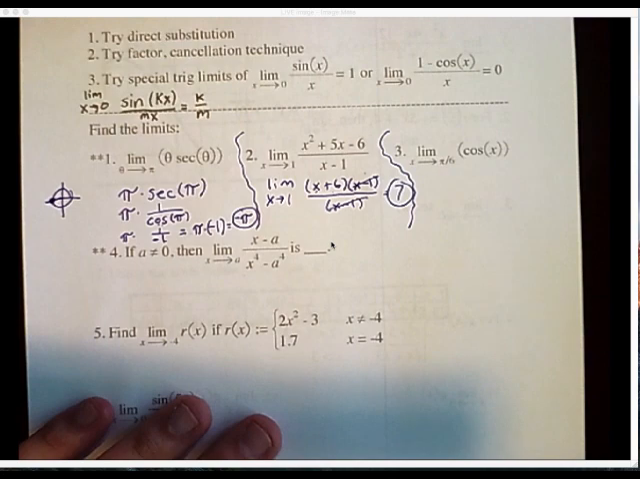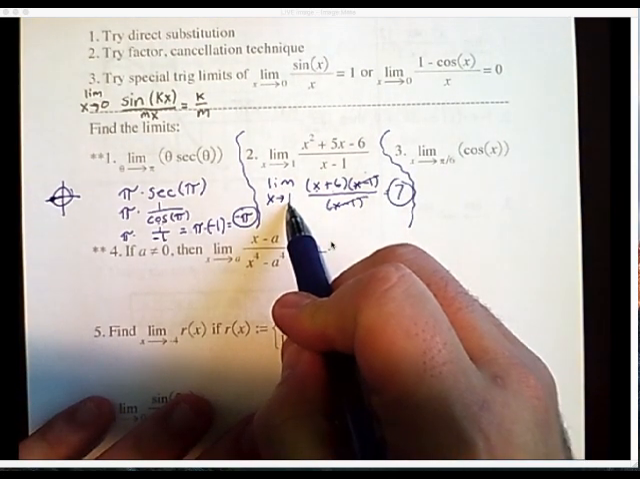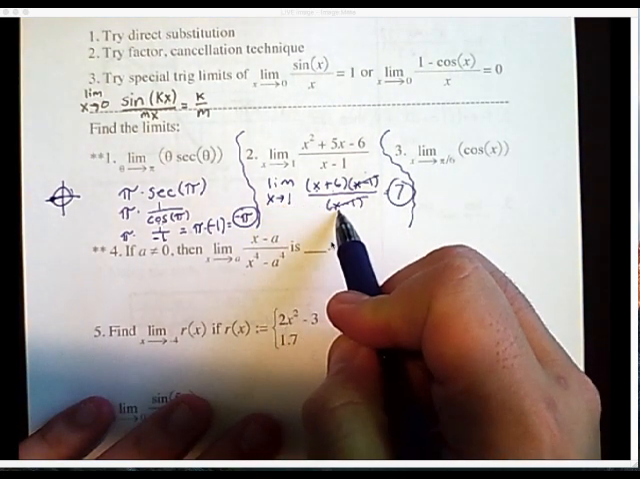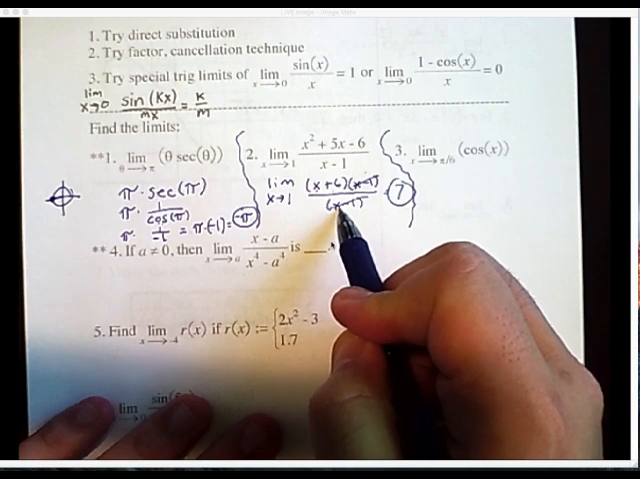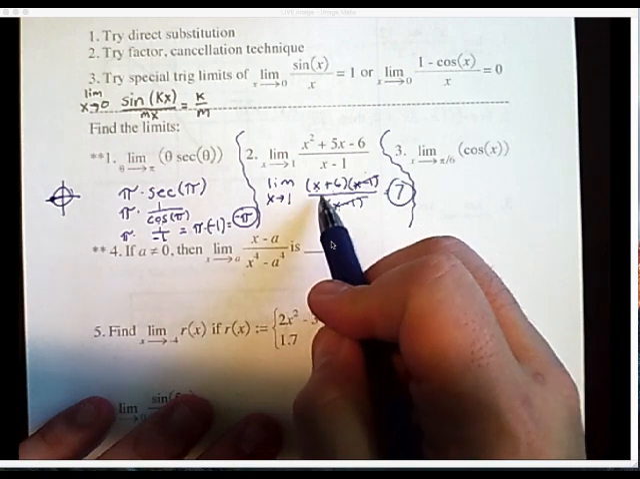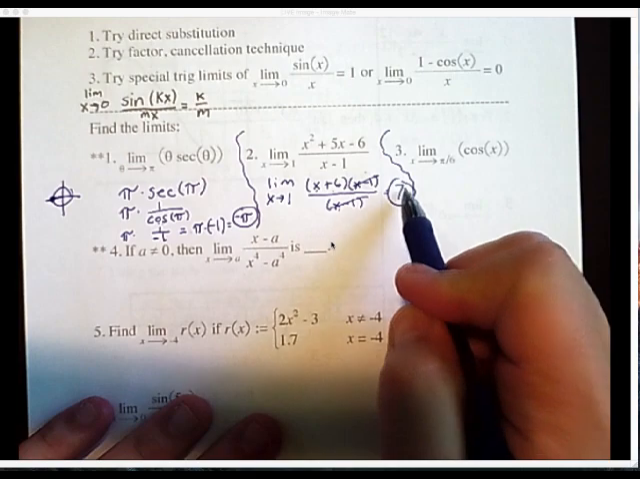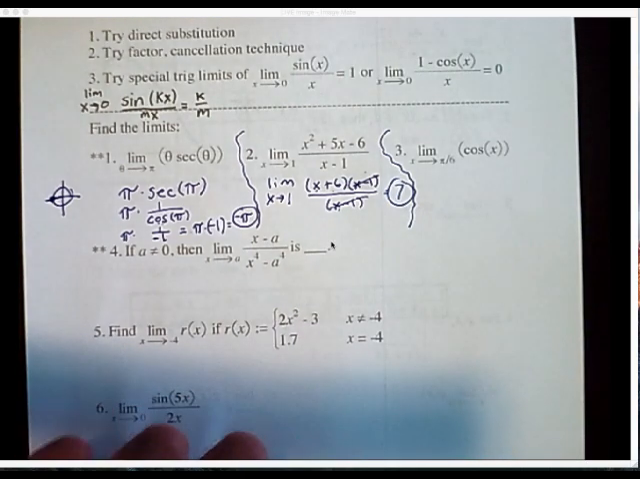And the reason this works, remember, a limit is as you approach 1. If you actually go to 1, there would be a hole there. There would be a removable discontinuity. But as you approach 1, we're going to be approaching a y value of 7.